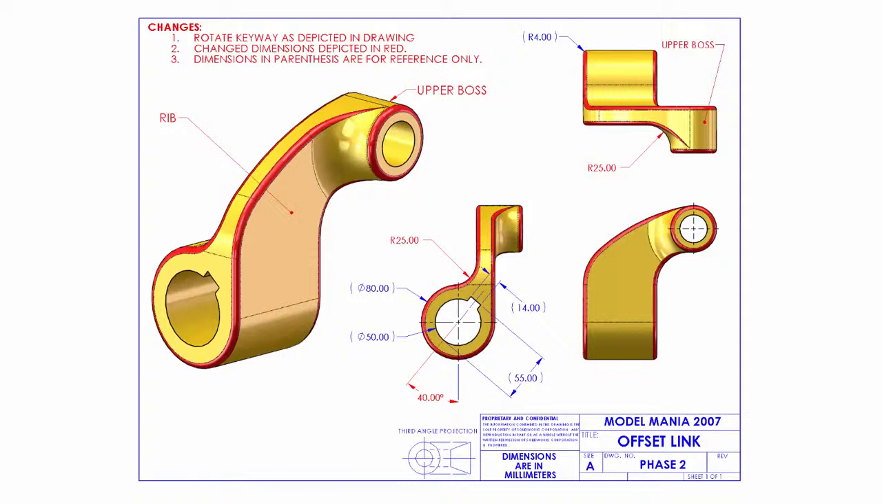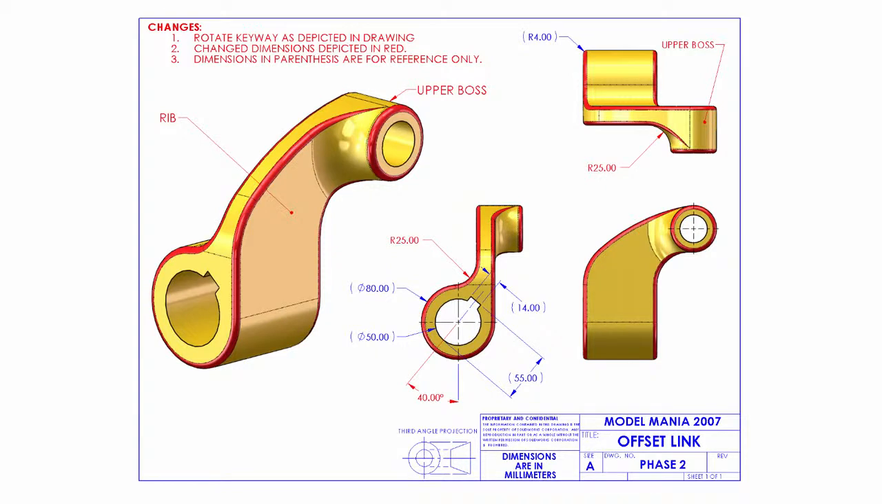When we look at the Phase 2 drawing, we can see that the part has changed drastically. Everything we tried so hard to keep in the center of the part has been shifted over to the right side. In particular, that top boss starts at the left side of that rib feature and extrudes out. You'll also notice that the keyway has been rotated 40 degrees and the fillet has been changed to 25 millimeters and an additional edge has been included.